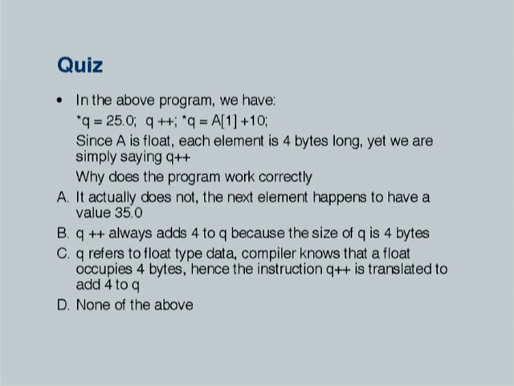Let's analyze this correct answer. Q refers to float type data. The compiler knows that a float occupies 4 bytes. Hence, the instruction Q++ is translated to add 4 to Q. It is important that we choose this wording. We cannot say that Q is incremented by 1 means that Q is incremented by 4. Nothing of that sort can automatically happen.